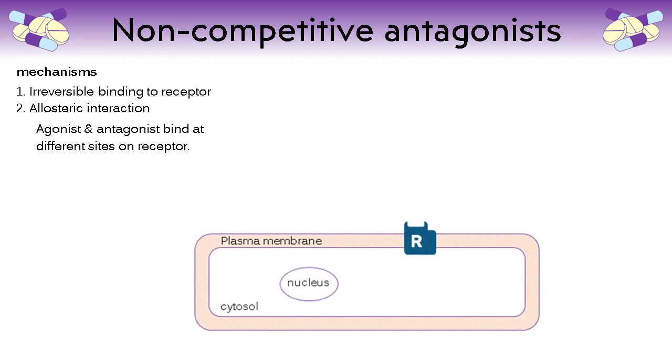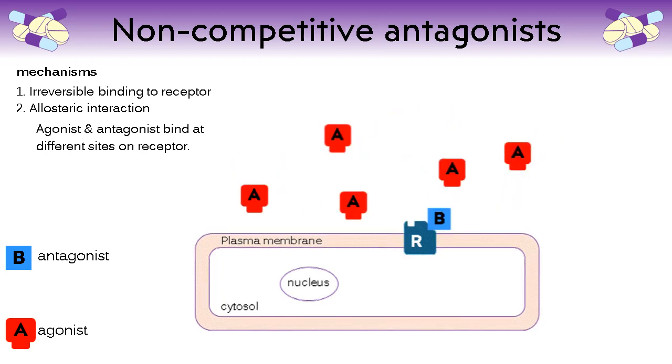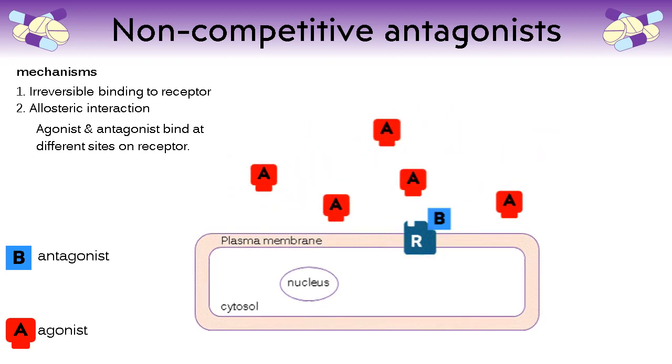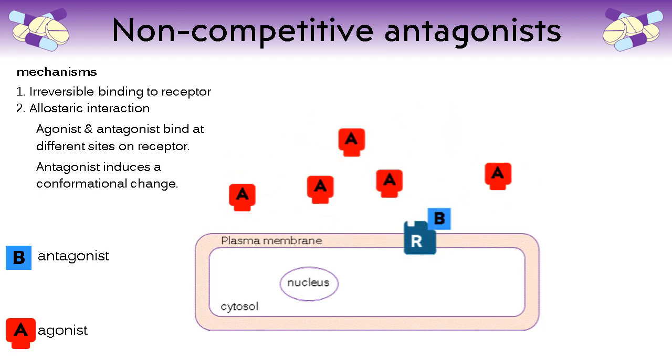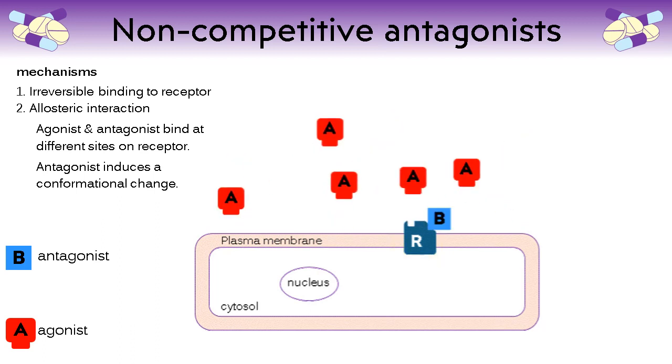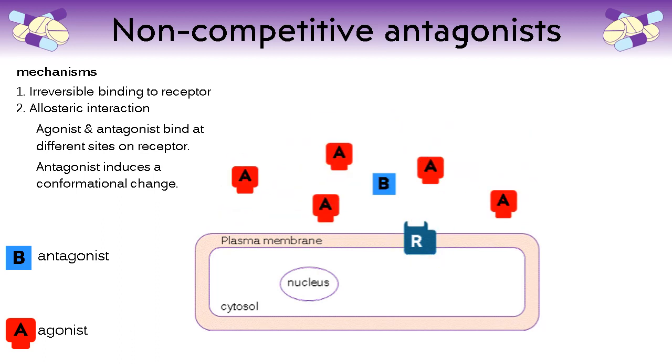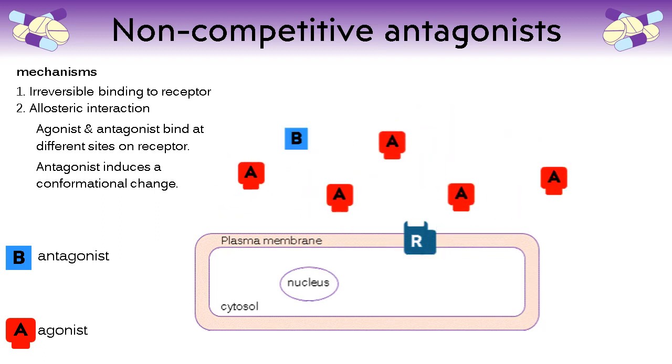This cartoon illustrates what happens when a non-competitive antagonist is added with an agonist to its receptor. The binding of the antagonist drug B causes a change in the shape of the receptor, so the binding site is no longer available to the agonist. As with a competitive antagonist, the agonist can still bind and produce a response at unoccupied receptors.